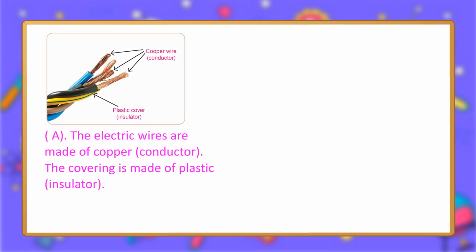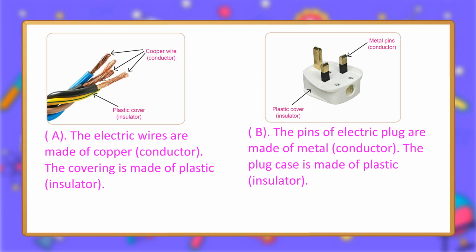A. The electric wires are made of copper, conductor. The covering is made of plastic, insulator. Copper wire, conductor. Plastic cover, insulator. B. The pins of electric plug are made of metal, conductor. The plug case is made of plastic, insulator. Metal pins, conductor. Plastic cover, insulator.